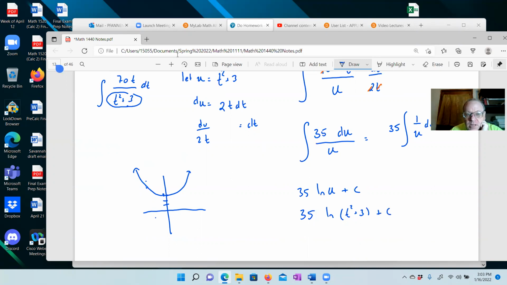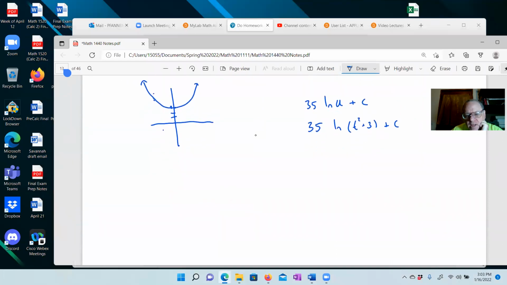Okay. So what other information did they give us? They said find a formula for the people infected after t days, given that 49 people were infected on day 1. So this would be y or n when t is equal to 0. y was equal to 49.